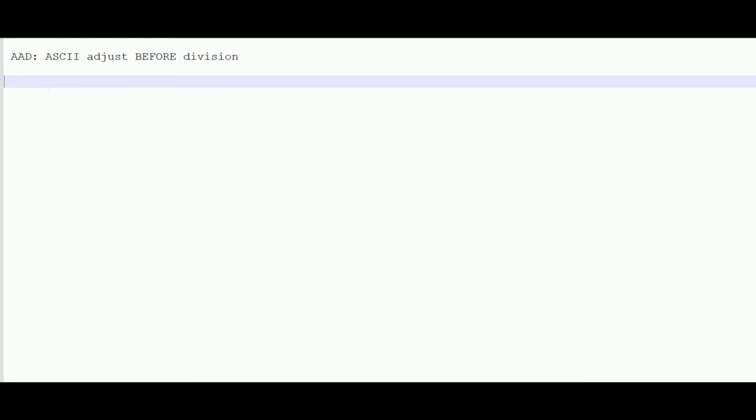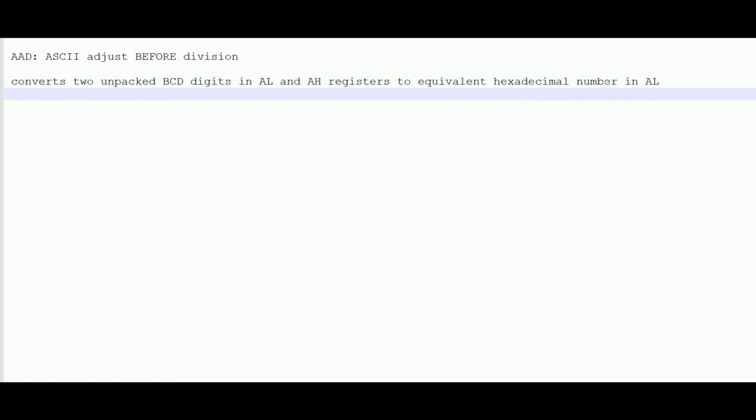The AAD instruction converts two unpacked BCD digits in AL and AH to the equivalent hexadecimal in AL. So I can just write a note here: it converts two unpacked BCD digits in the AL and AH registers to the equivalent hexadecimal number in AL. Let us understand this by an example.